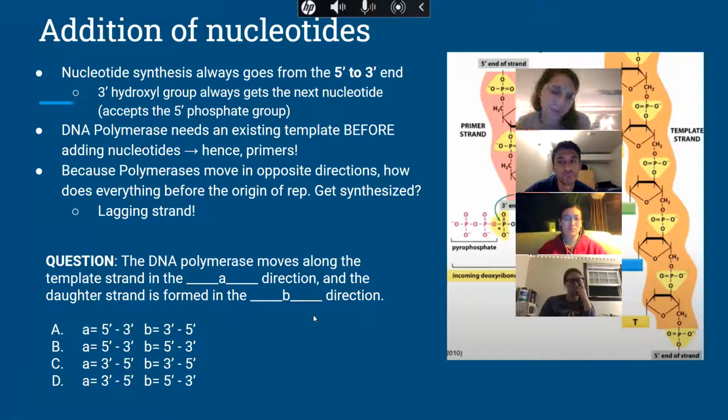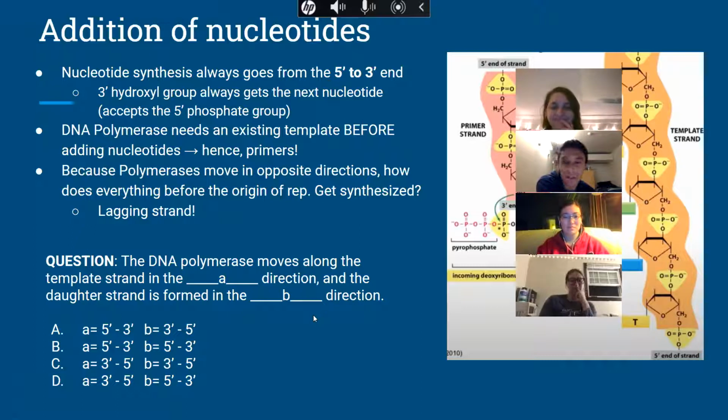What do you guys think? If you guys would rather we explain it, we can totally just go through it. Yeah. I keep thinking 5' to 3' for both, but I just have a hunch that that's not right. I remember learning at one point there's something that's a 3' to 5'. I'm not sure if this is it, but maybe explaining that might be helpful.